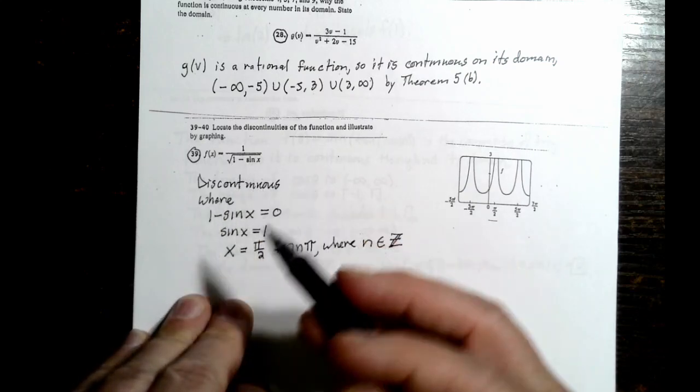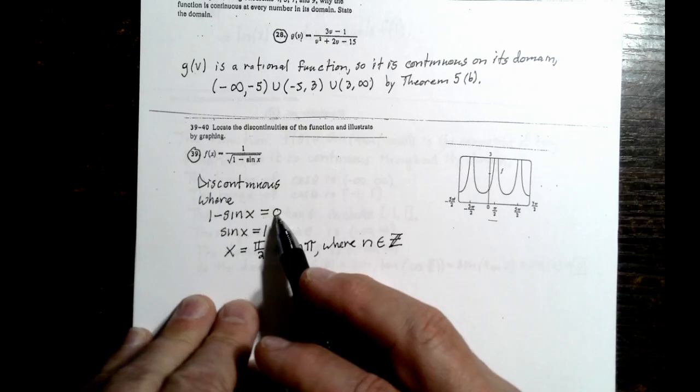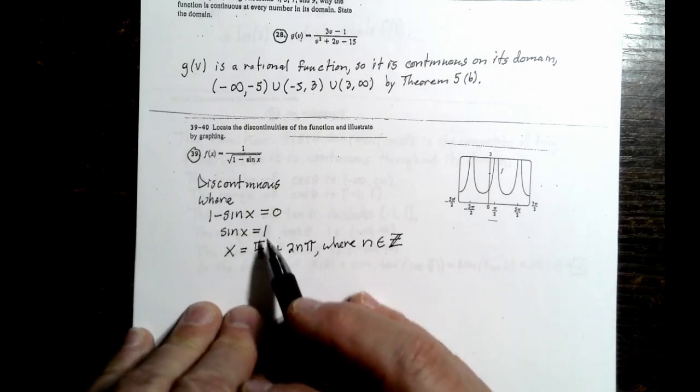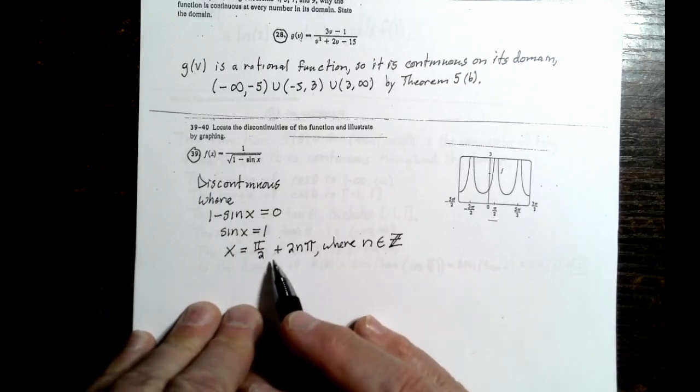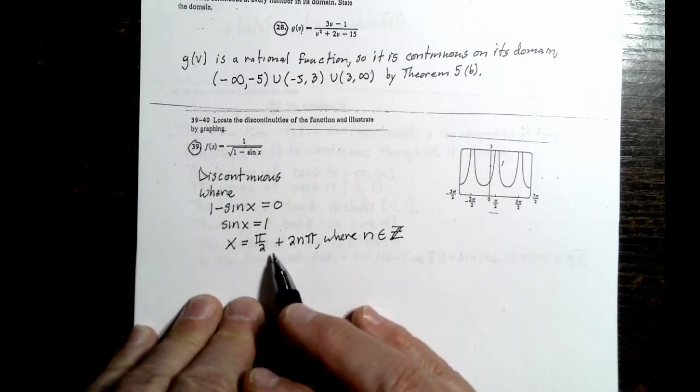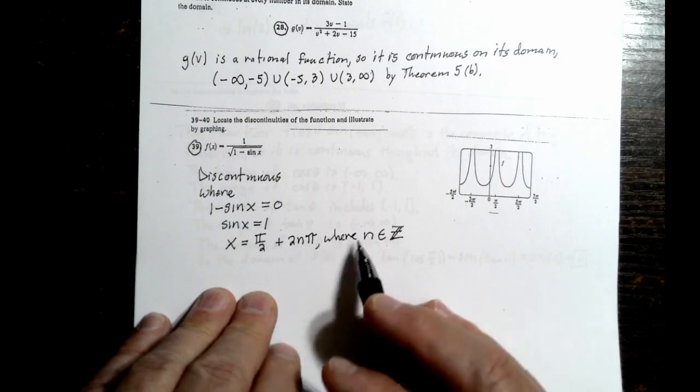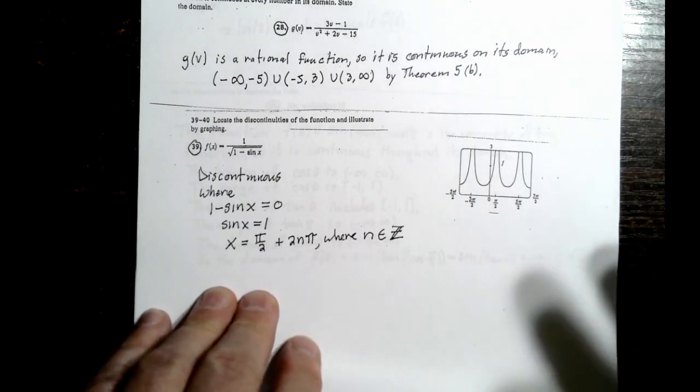You don't have to worry about this thing being negative. You have to worry about whether it's 0. And we look at where it equals 0, and we get sine of x equals 1. And where is that? At all these values of pi over 2, and then add 2 pi or subtract 2 pi to get the other values where it is discontinuous.